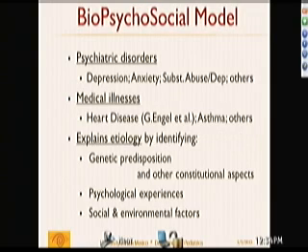Well, we know that the biopsychosocial model is being used to describe psychiatric disorders in addition to medical illnesses like asthma, after George Engel came up with it to explain heart disease. And that it explains etiology by identifying genetic predisposition and other constitutional aspects, giving credence to psychological experiences as well as social and environmental factors.